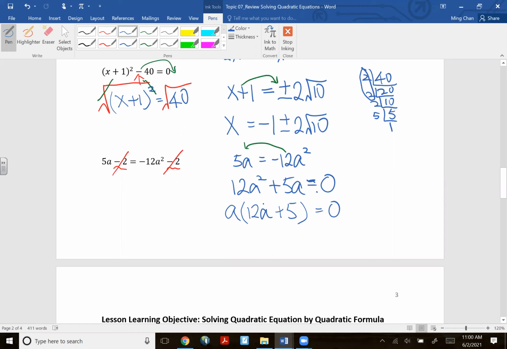Normally after we factor, we set each factor that contains the variable equal to 0. So this a I factored out has to be set equal to 0. So one of your answers is 0. The other one, 12a plus 5, set equal to 0. Move the positive 5 over, divide both sides by 12. So the other a is negative 5 over 12. Okay, two answers still.